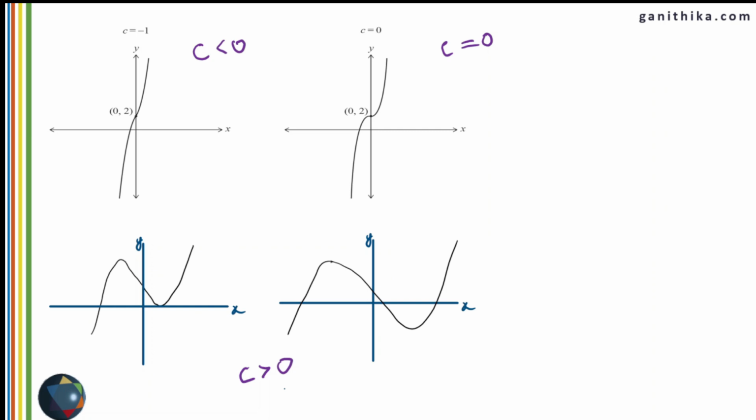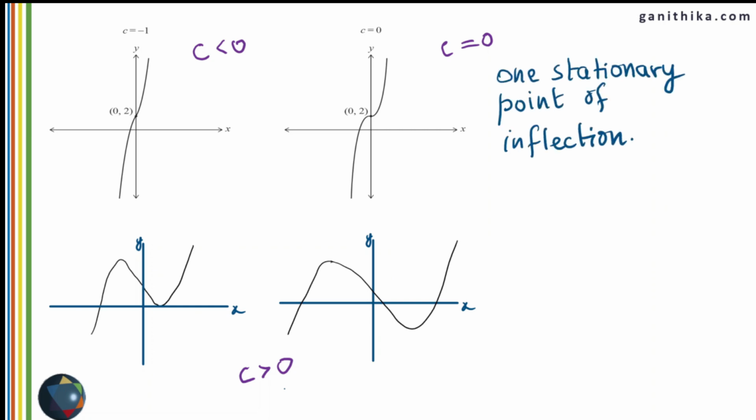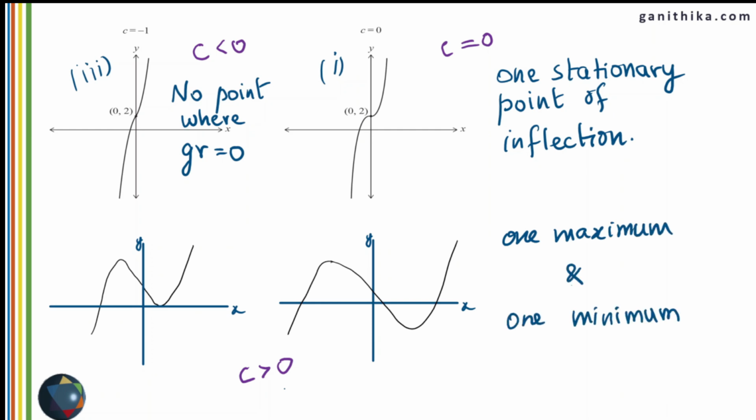So what did we conclude from this in the previous question number C? One stationary point of inflection is when c equal to 0. Therefore, this is the condition for question number 1. For the condition c less than 0, you can see that there is no point where you have a horizontal tangent, which means the gradient equal to 0 has no solution. Therefore, this is a solution for question number 3. Whereas in this case, you have one maximum and one minimum point for positive values of c, which is question number 2. I think it should be question number 2, wrongly written as question number 3 here. So question number 2 gives you one maximum and one minimum point for all positive values of c.